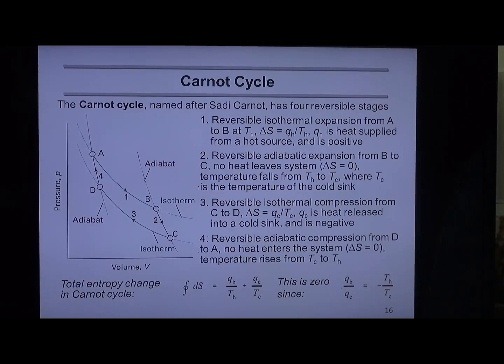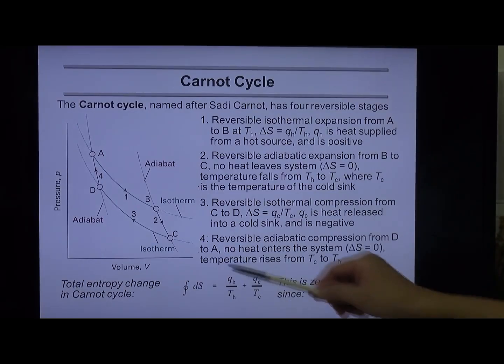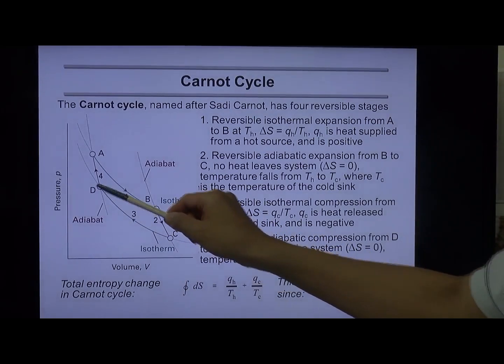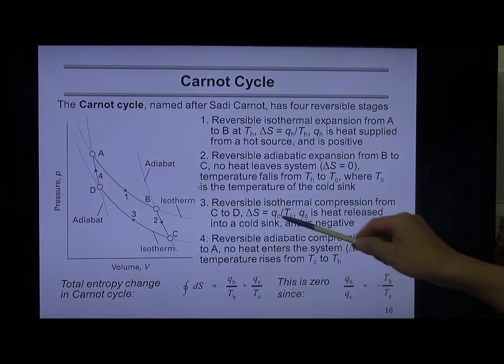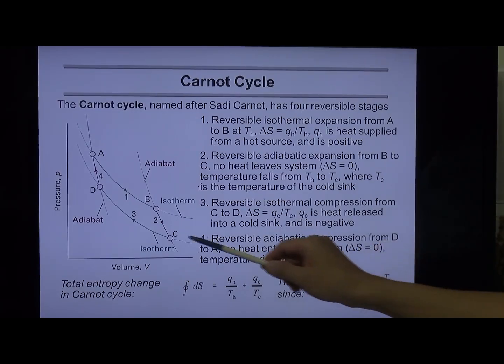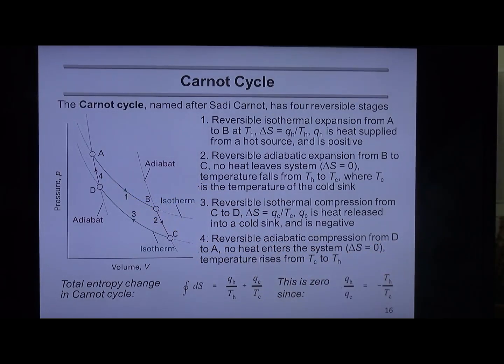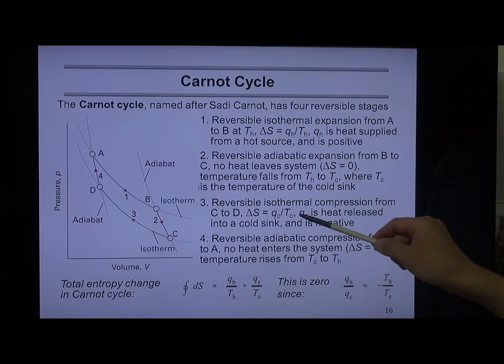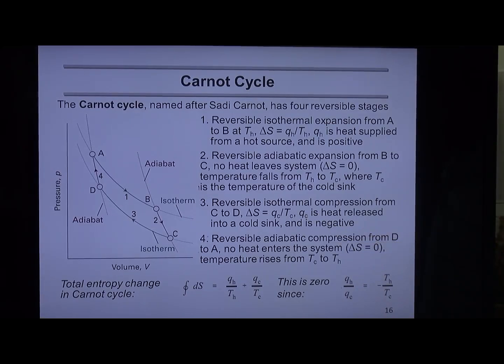Okay? Similarly, delta S during isothermal compression should be like this, right? QC is the amount of heat released from the system, from the engine to the surroundings, and TC is the temperature during this isothermal compression process. In this case, QC should be negative, right? The amount of Q should be released from the engine to the surroundings.